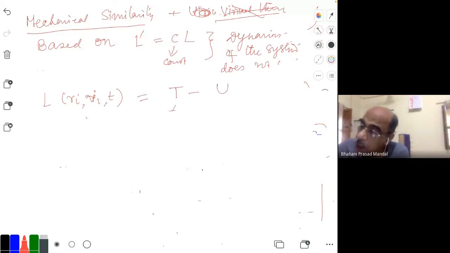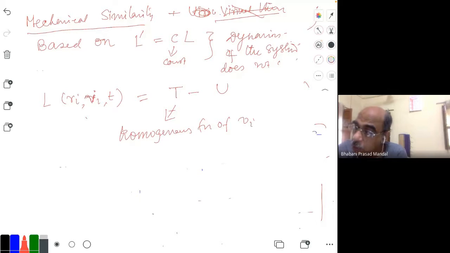We assume two things. First, that T is a homogeneous function of the generalized velocity vi, of degree 2, quadratic. So kinetic energy is quadratic, that means velocity to the power 2 always, and we are assuming the homogeneous function.